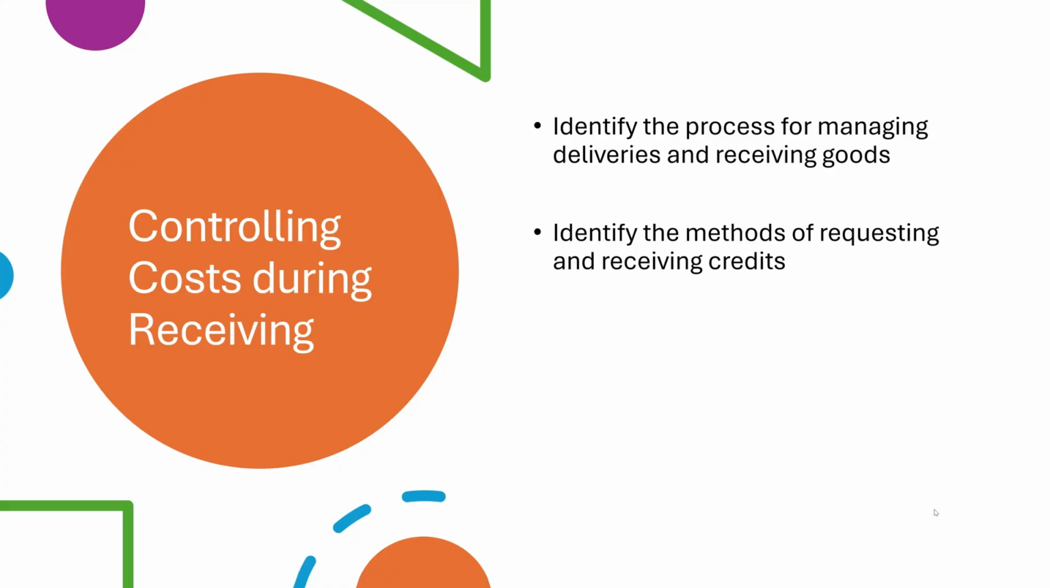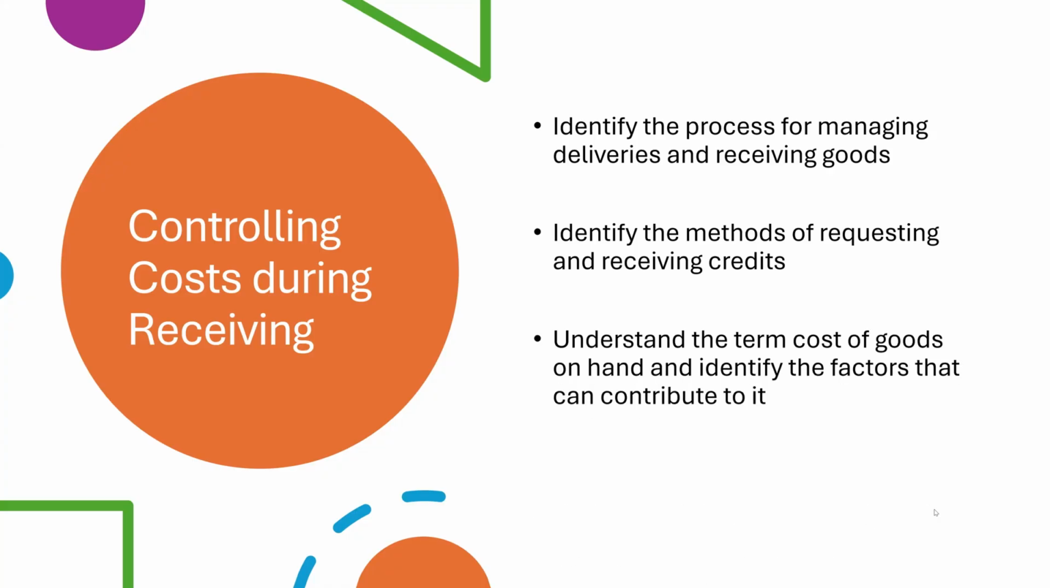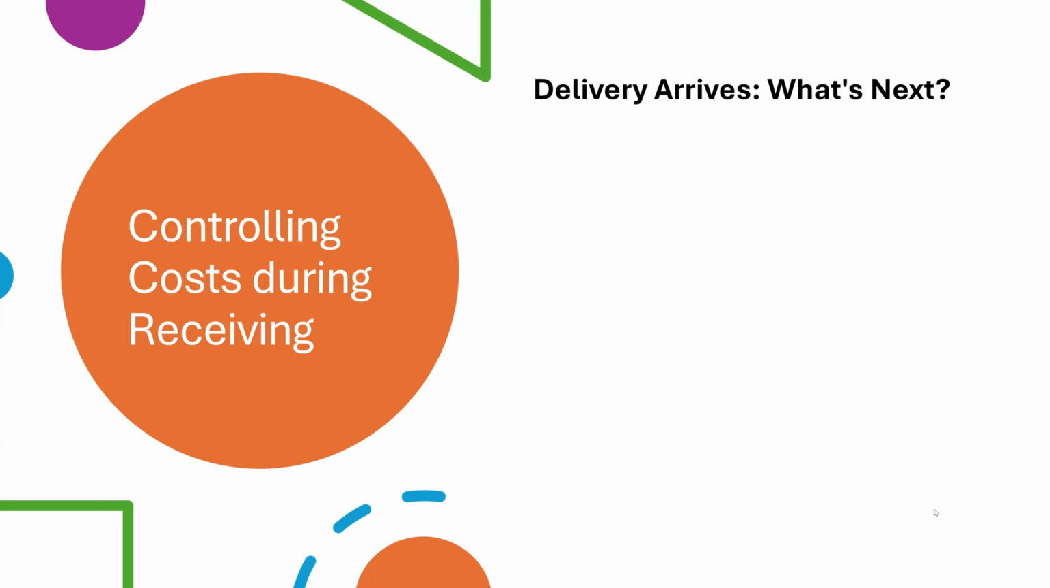Both, if somebody shorts us, we want to make sure that we notate, but also if somebody overships something. We want to understand the term cost of goods on hand and identify those factors that can contribute to it. So again, that's something to do with par stock, making sure we got the right things in the right place.